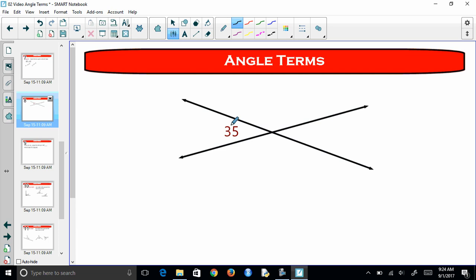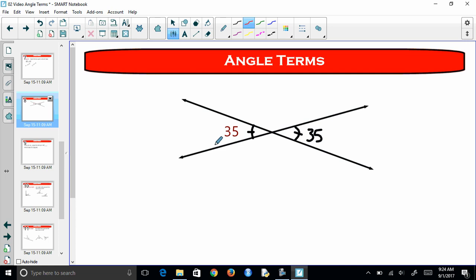Now, angle terms. So if I have this angle is 35 degrees. In class, we're going to explore this more directly. But if we look, this angle is directly across from this angle. So we say those are congruent. And you can see that I drew an arc with one line in it. So if that's 35, this is 35.